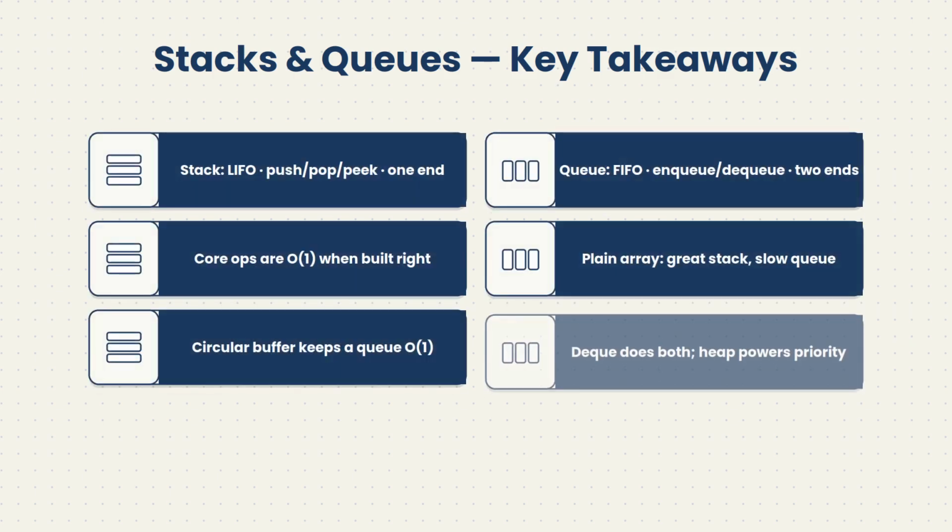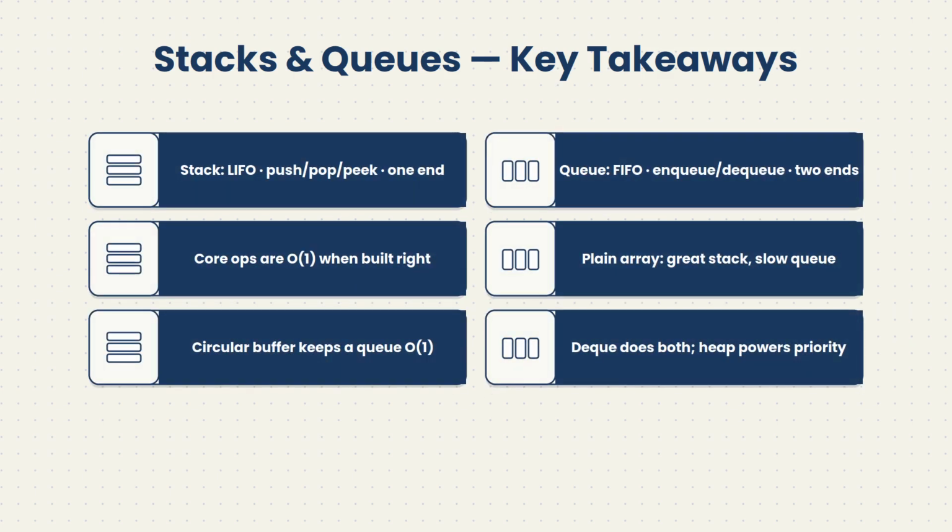So to summarize, a stack is last in, first out: push, pop, and peek, all at one end, all O of 1. A queue is first in, first out: enqueue at the back, dequeue at the front, also O of 1 when backed by a linked list or a circular buffer. A plain array makes a fine stack but a slow queue. A deque works at both ends and can stand in for either, and a priority queue serves the most important item first, powered by a heap. Choose a stack for newest first and a queue for oldest first.